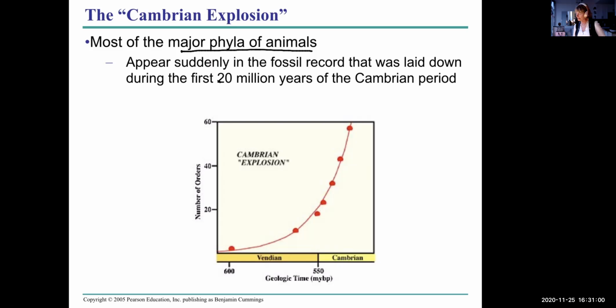The first 20 million years of the Cambrian period. And so here you've got number of orders way down here. And all of a sudden you've got 60 orders of organisms, and the species within those organisms. So it is a period when at least we have fossils that have all the body plans of today's animals, today's Animalia.